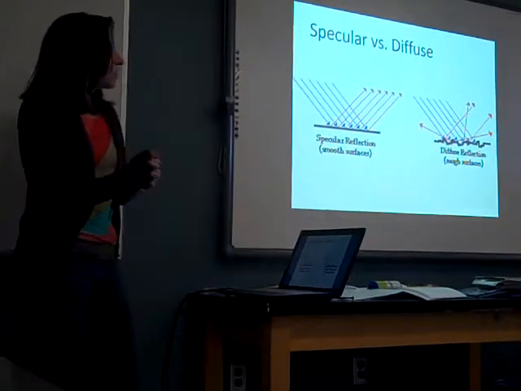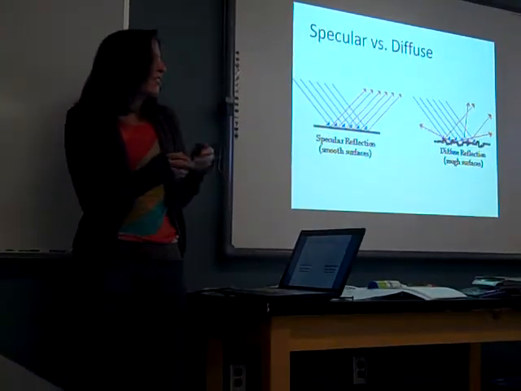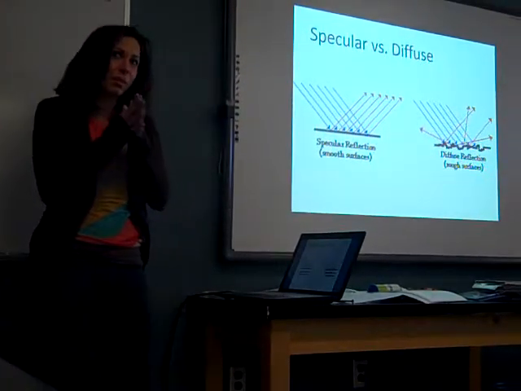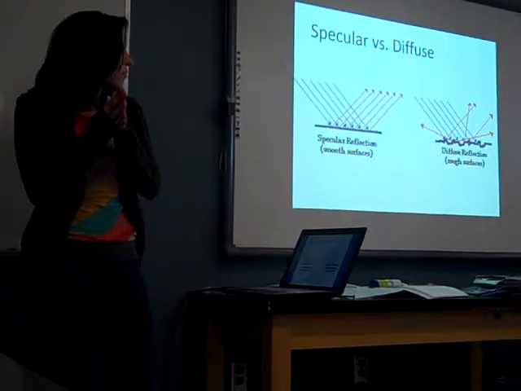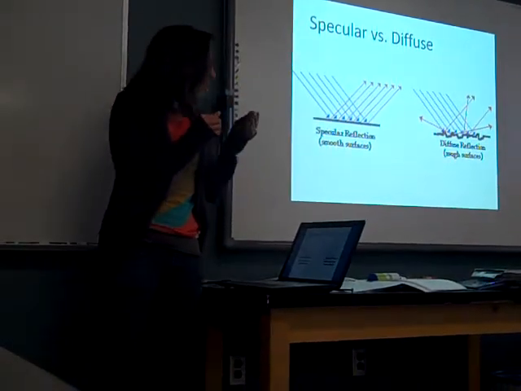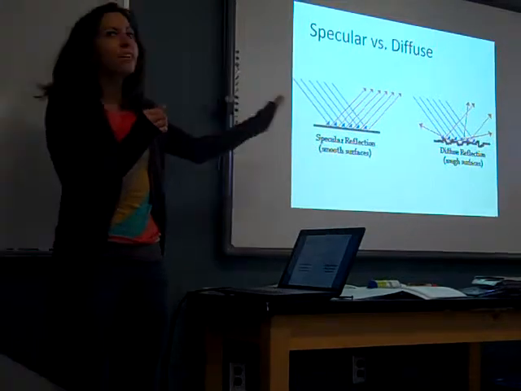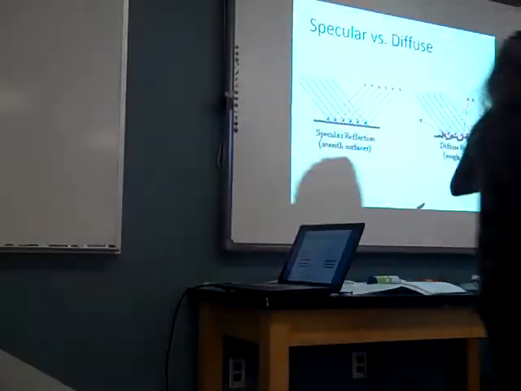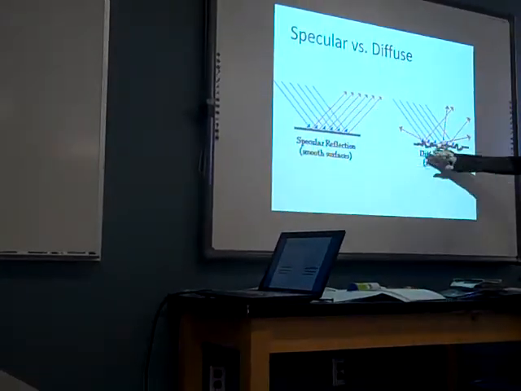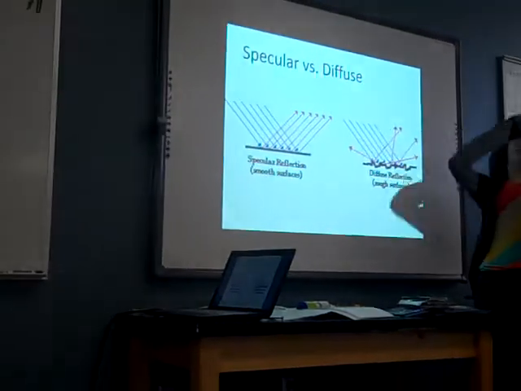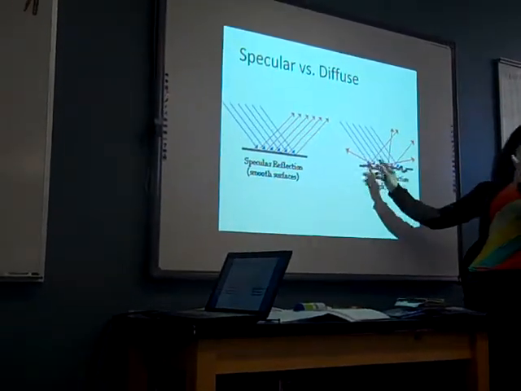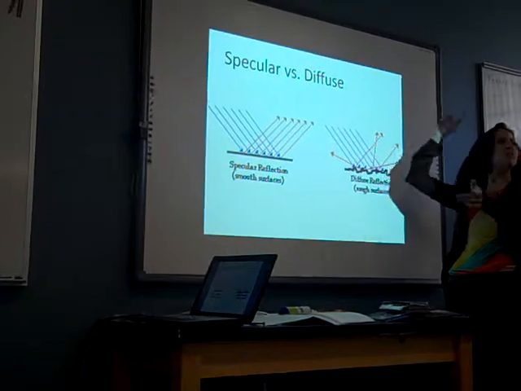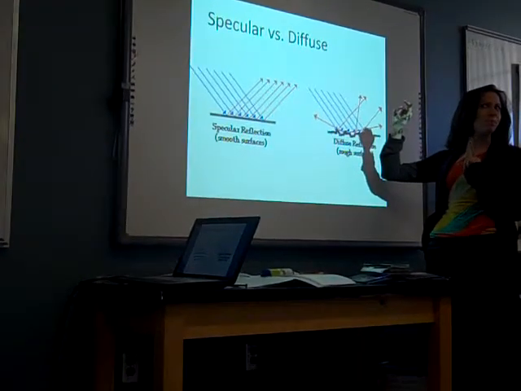Okay? Diffuse reflection is if you have a surface that's not perfectly smooth. It's rough, and therefore each individual ray still follows the law of reflection, but since the surface is pointing in all different directions, the law of reflection makes incoming rays go kind of all over the place.